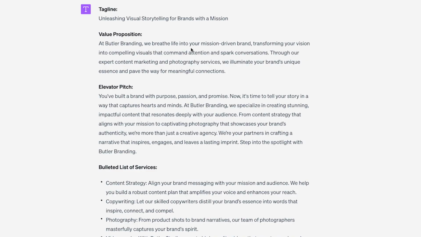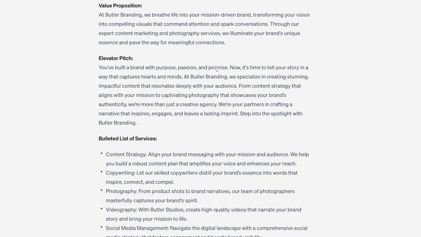It doesn't mean that it's gonna be perfect or 100% there, but at least it's gonna give me a creative direction. So let's see what this comes up with, based off the Butler Branding brand messaging framework. Tagline: unleashing visual storytelling for brands with a mission. Value proposition: at Butler Branding, we breathe life into your mission-driven brand, transforming your vision into compelling visuals that command attention and spark conversations. Through our expert content marketing and photography services, we illuminate your brand's unique essence and pave the way for meaningful connections.